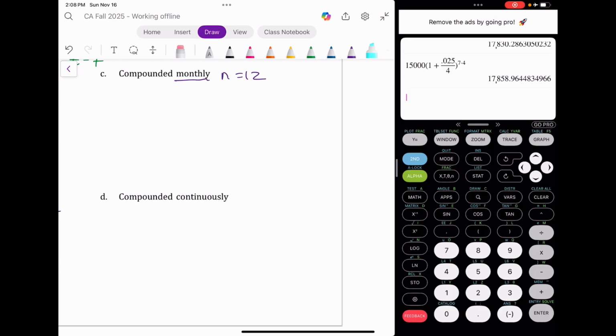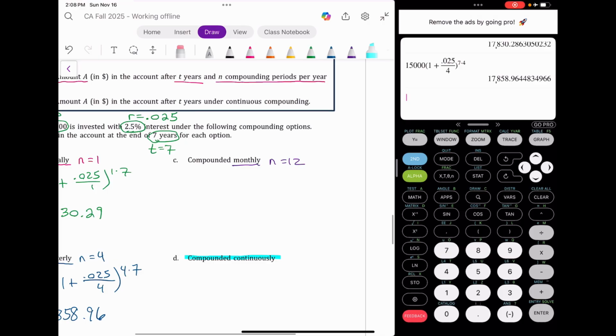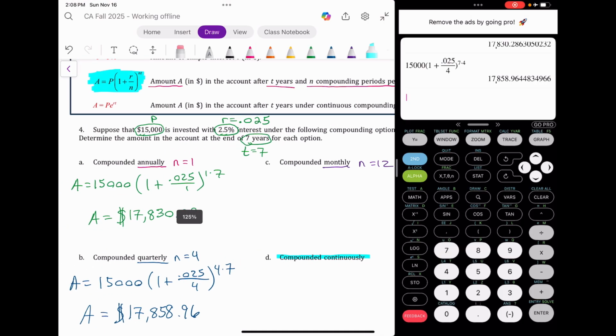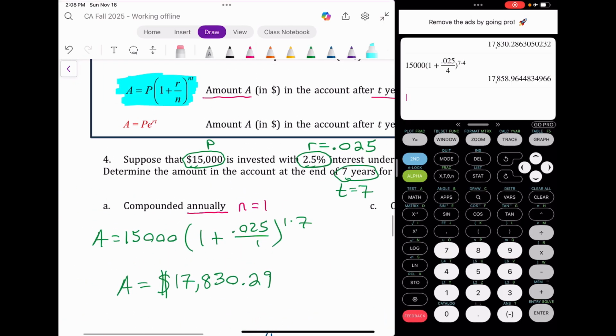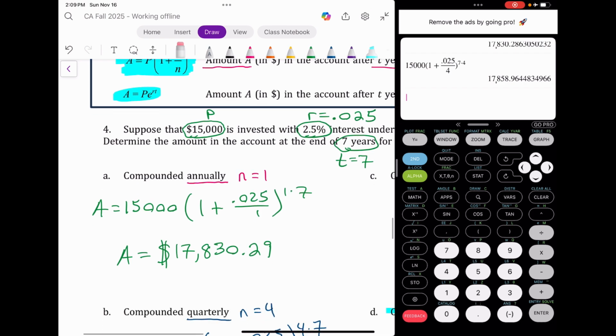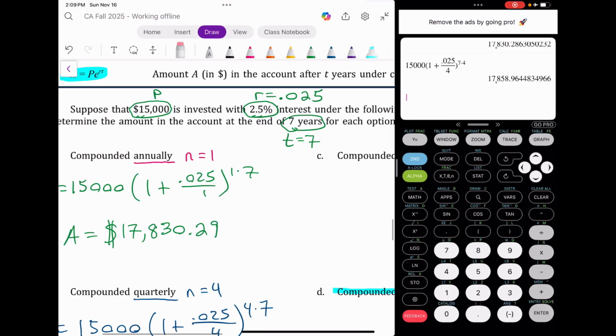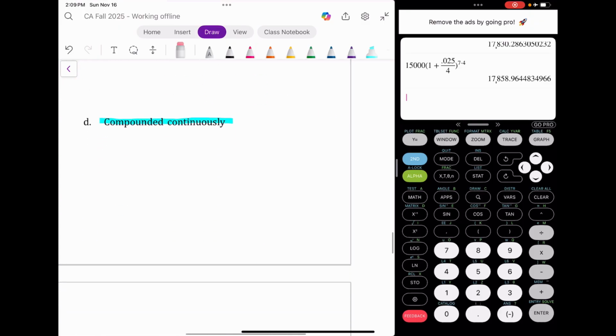Okay, what if the interest is being compounded continuously? That's essentially compounding the interest an infinite number of times in a year. So it's easier to use this formula right here. I call it the PERT formula. So it's the principal times e to the rate times the time in years. So we only use this formula when the interest is compounded continuously. So we're going to use the PERT formula here.